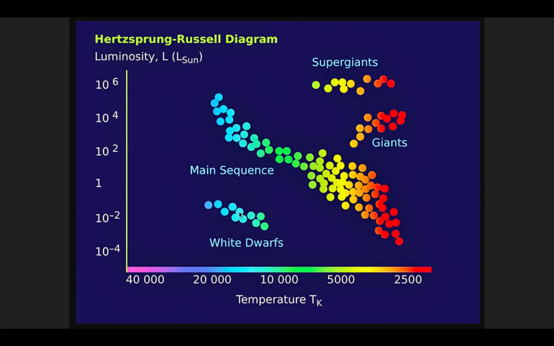So again, here's those white dwarfs. They're small and they're not very bright, but boy are they hot. Same thing up here with the supergiants. They're not as warm as the white dwarfs, but they are definitely brighter and they're bigger.